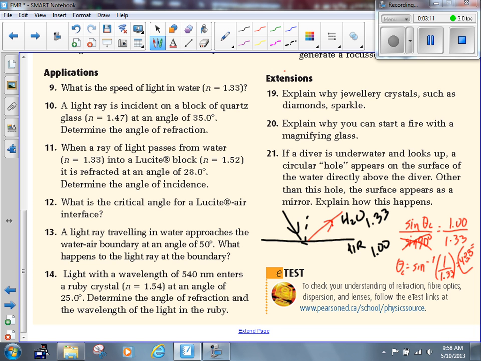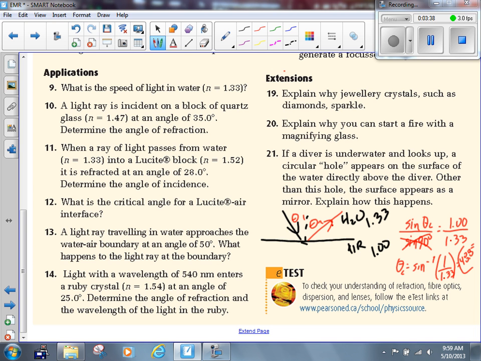Just out of curiosity, if our angle of incidence is theta 1 and our angle of reflection is theta 2, not refraction anymore, but reflection is theta 2, what's theta 2 going to be? What's the value of the angle of reflection going to be? 50 degrees, because the law of reflection kicks in now, right? Where the angle of incidence equals the angle of reflection.